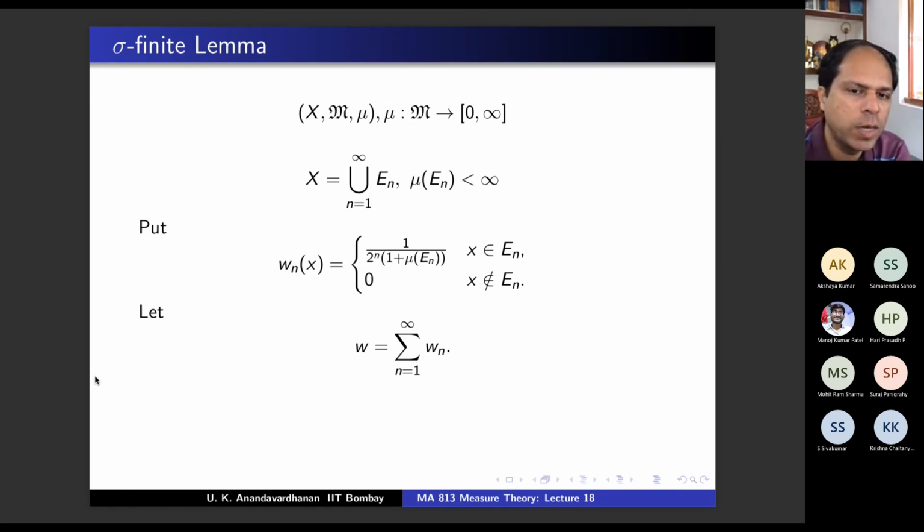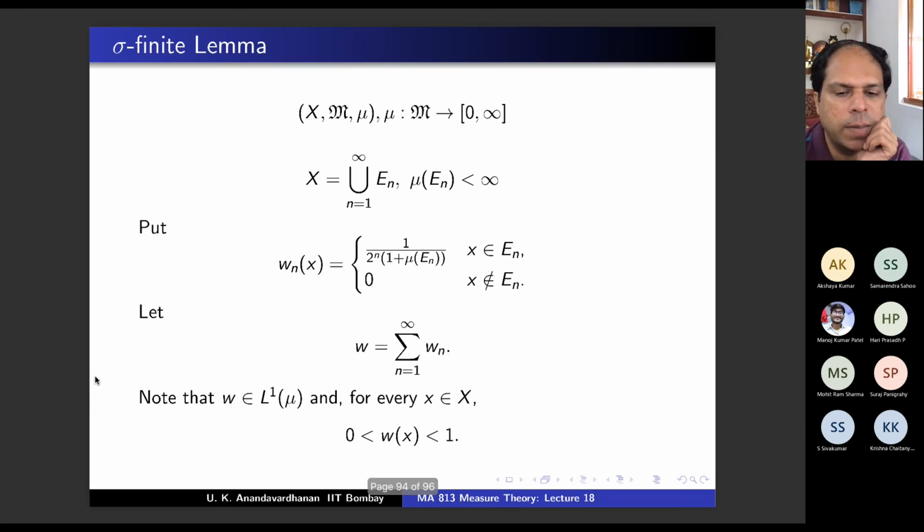And W is bounded by 1 is also okay, no? By whatever you have claimed, because summation 1 by 2 power n is 1. So what you have concluded is W is in L1 mu, and for every x in X, W of x is strictly bigger than 0 and strictly less than 1. That's exactly the point: 1 by 1 plus mu of En is strictly less than 1, so summation 1 by 2 power n is strictly less than 1. And why is it strictly bigger than 0? Because mu of En is never infinity.